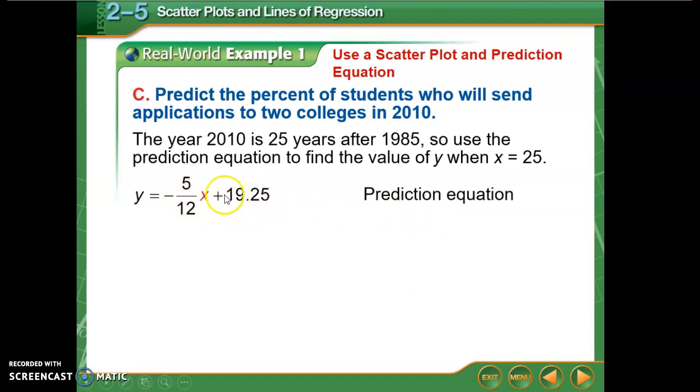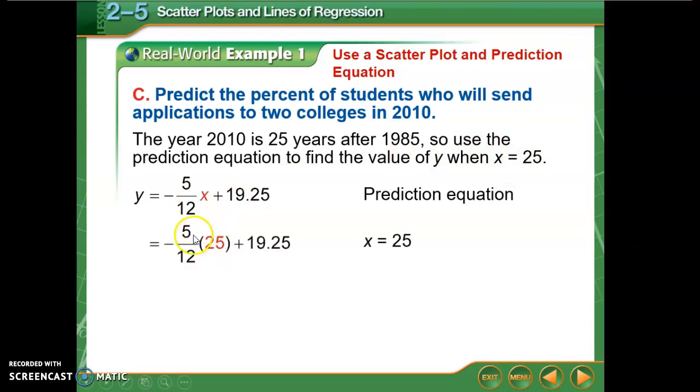So this was the equation that we created, and then you plug in 25, that would be year 2010, that would be 25 years after 1985. Okay, so we just subtract 2010 minus 1985. Okay, so x is going to be 25. So plug in 25 equals x.